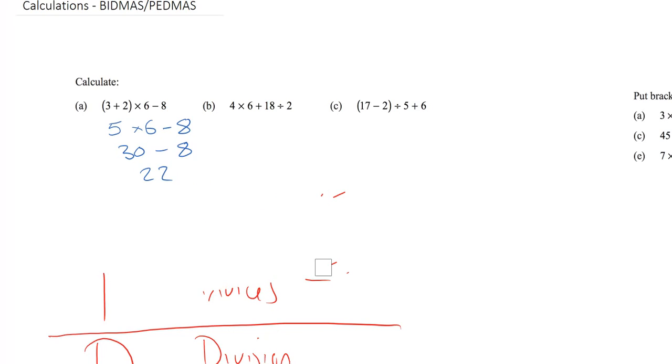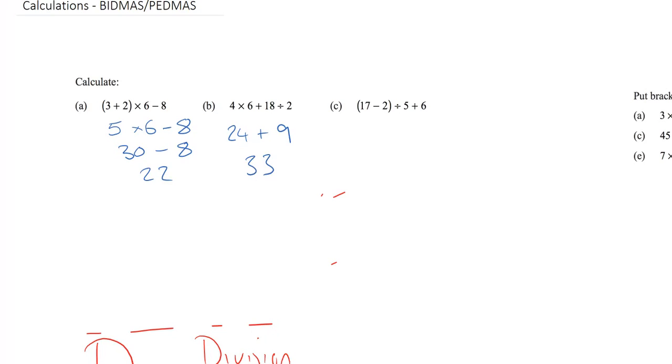Okay, moving on to the next example. We are looking at that. We've got to do the division first, and we can do that multiplication at the same time. So in part B, well, 18 divided by 2 is 9. 4 times 6 is 24. So this becomes 24 plus 9, which is 33. And there's our answer there in part B.